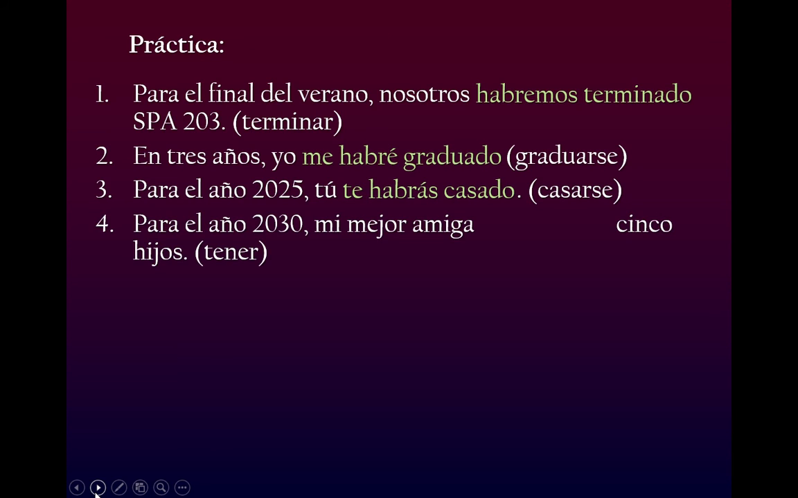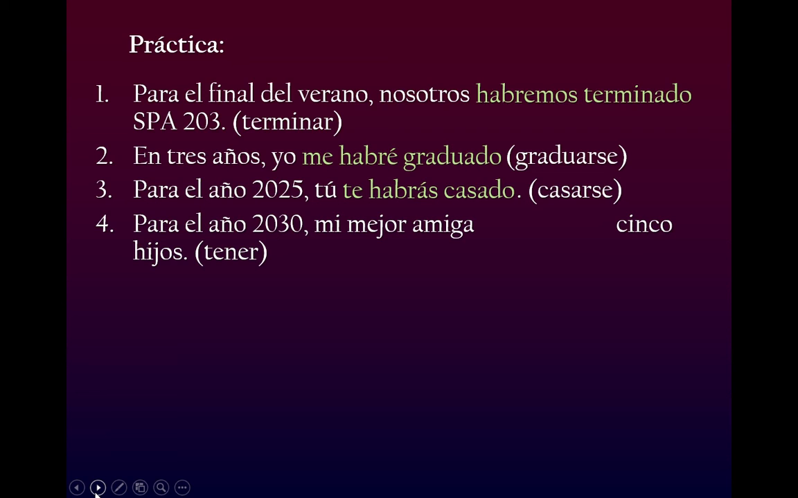Muy bien. Número 4. Para el año 2030, mi mejor amiga blank 5 hijos. Oh, ay, ay, ay. So by the year 2030, my best friend blank 5 children. And you've got the verb tener, to have. So what are we saying? By the year 2030, my best friend will have had 5 children.